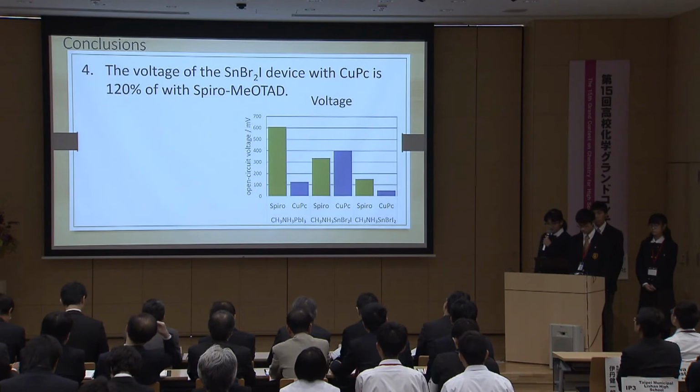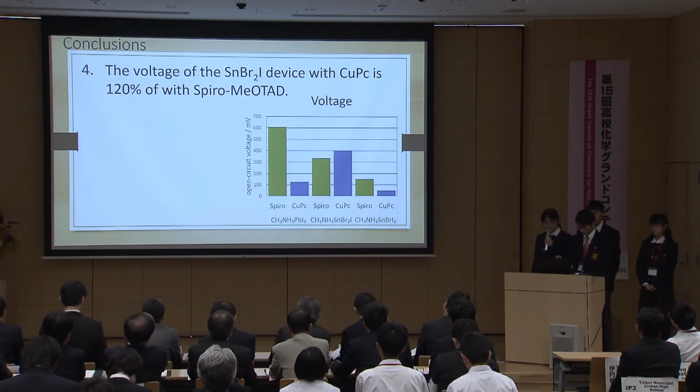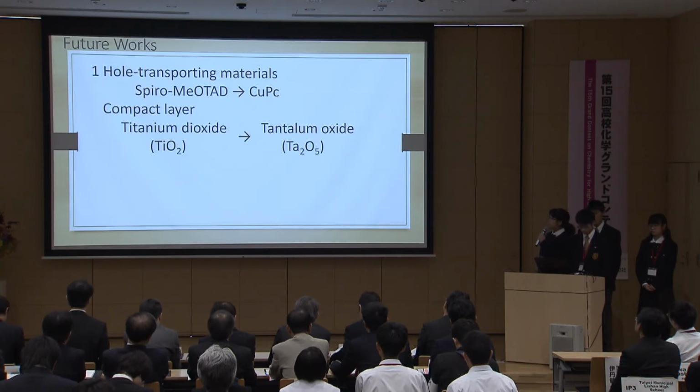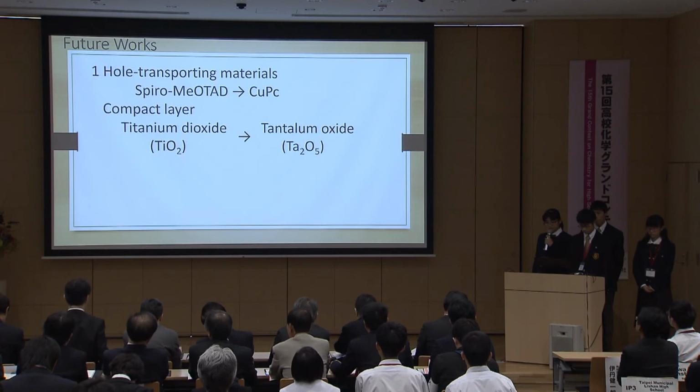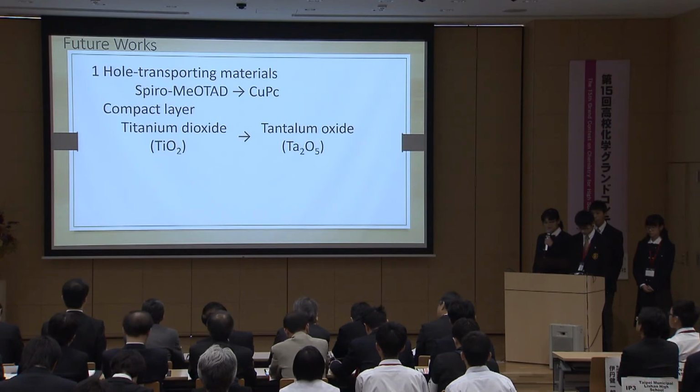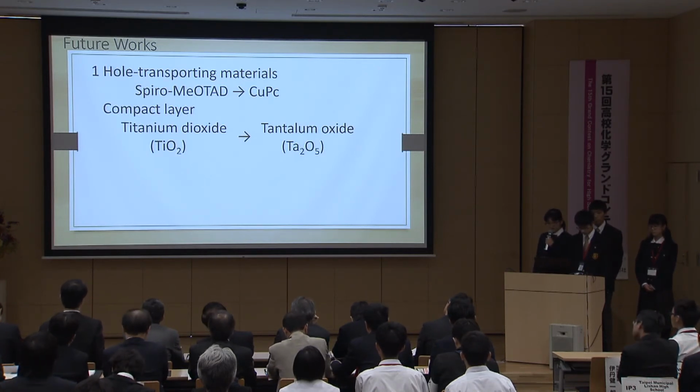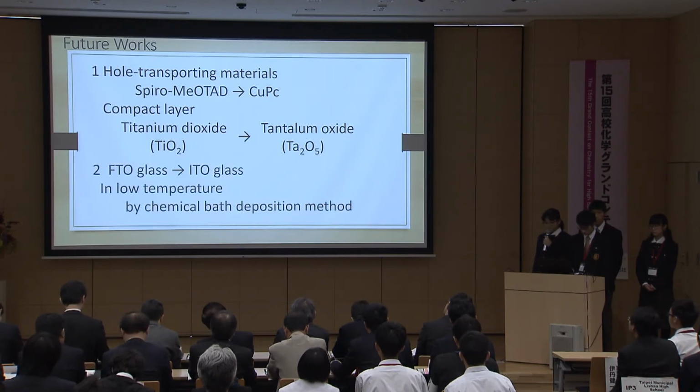We expect this device to be an important step towards the realization of low-cost and environmentally friendly devices. Next, future works. First, in the lead-free perovskite solar cells, the LUMO level of perovskite material is much below the conduction band level of tantalum oxide. So, if we use tantalum oxide instead of titanium dioxide, the electromotive force of the device will increase.